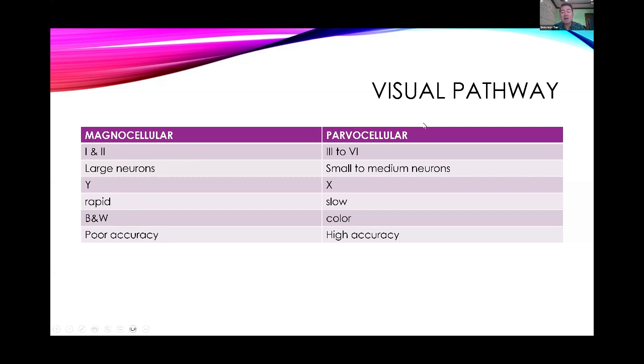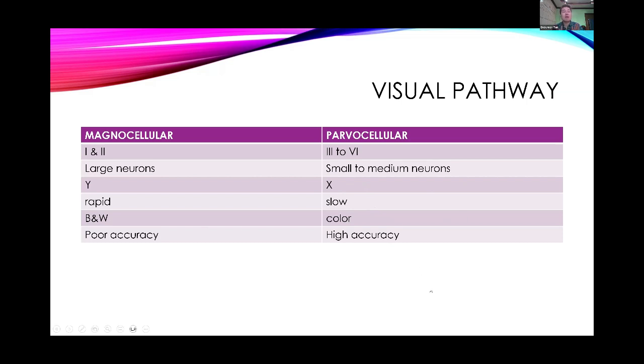While the parvocellular pathway of the lateral geniculate nucleus will make use of the small and medium-sized neurons of the X ganglion cell. X, mabagal, slow. X, color vision, cone vision. So if you have color vision, high accuracy. Tinatanong to sa exam, so I'm sure you really have to know.